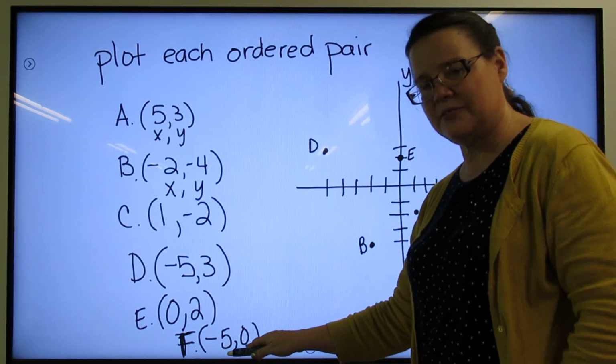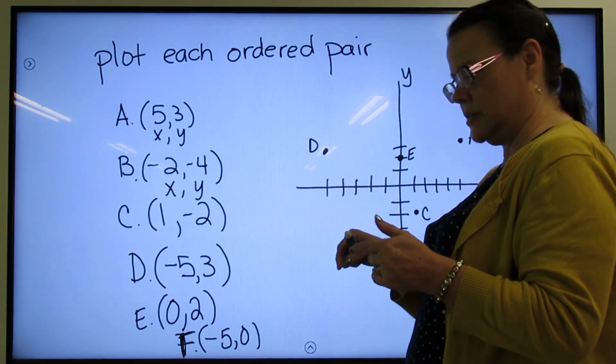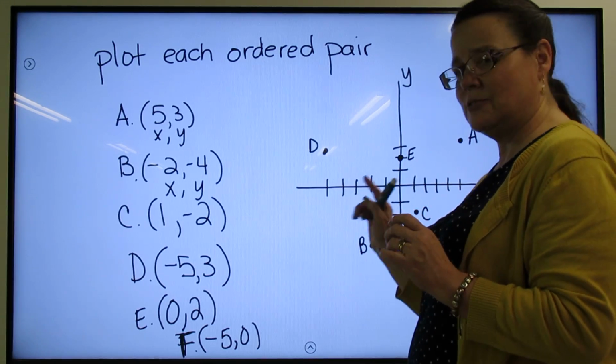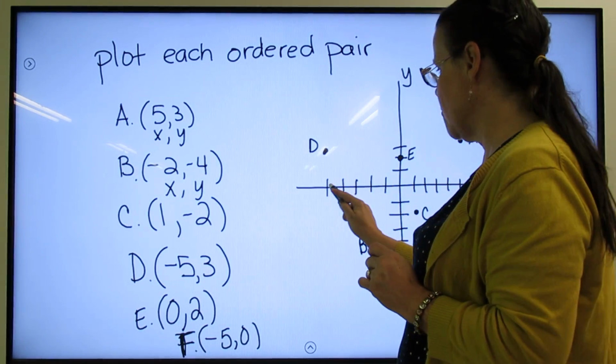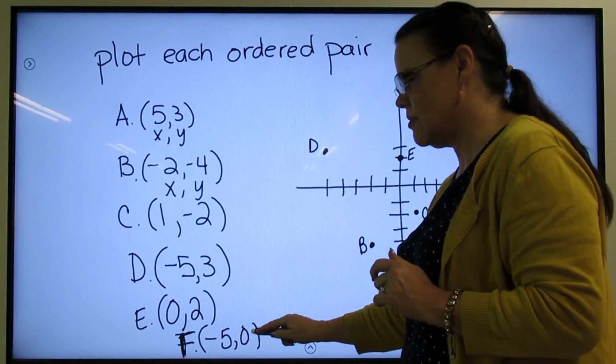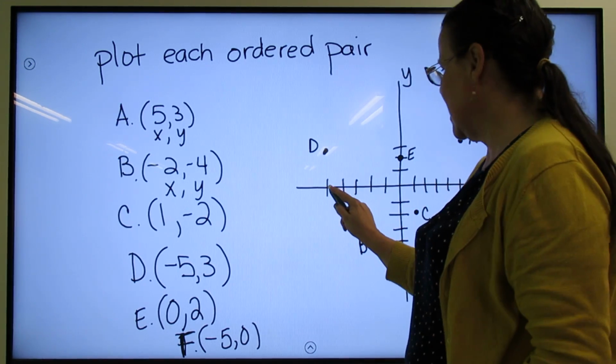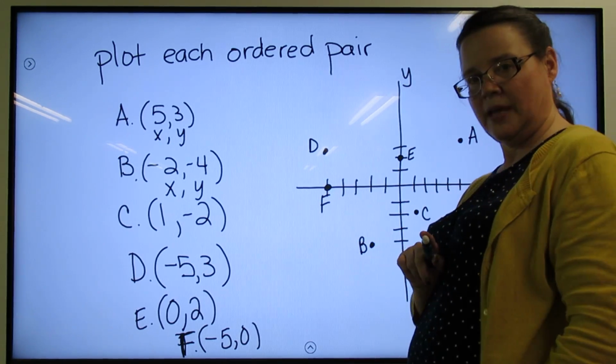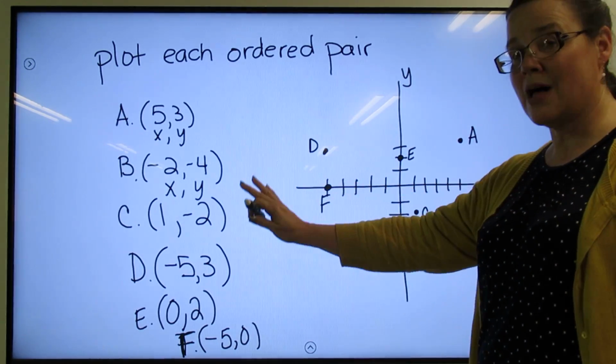But -5, 0. Well, that's reverse. So let's see about that. The x tells me to move left or right. It's a negative, so I have to move left. So I'm going to go over 5, and then it's 0. That means I'm not going to move at all, and it's going to stay on the x-axis, and that is going to be labeled F. So that is how you plot points.